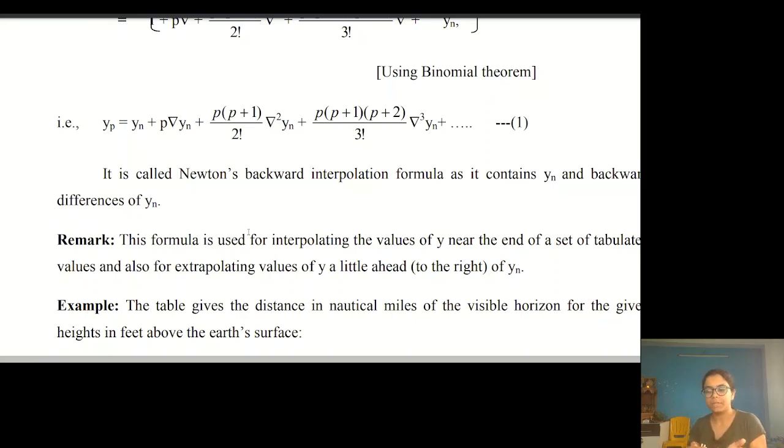It also helps in extrapolating values outside the set of tabulated values. I mean if we have xn, we could get y. If we want to take out the value of yn plus 1, we could easily do that with the help of the backward interpolation formula, as it would be easier with the backward formula.